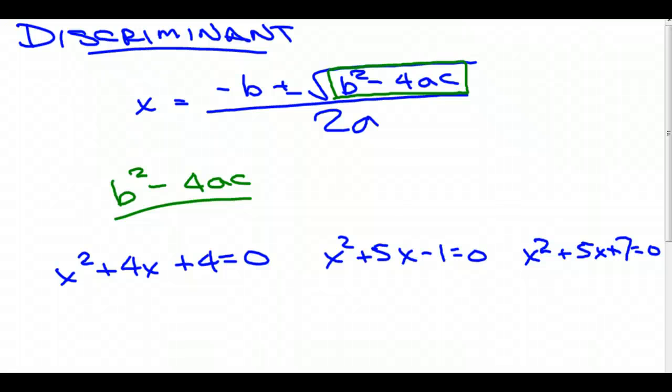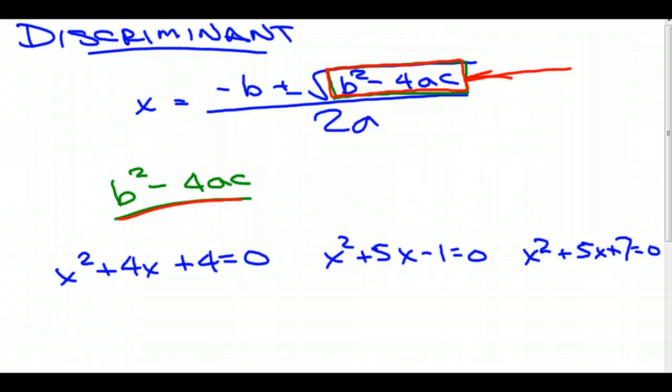Lesson 93, the discriminant, page number 386. All right, so quadratic formula. This part underneath the radical sign is the discriminant. And like Riley had said, it is not including the radical sign. It's only b squared minus 4ac.